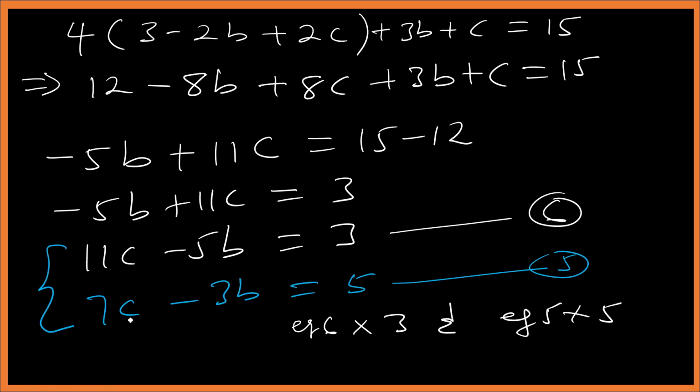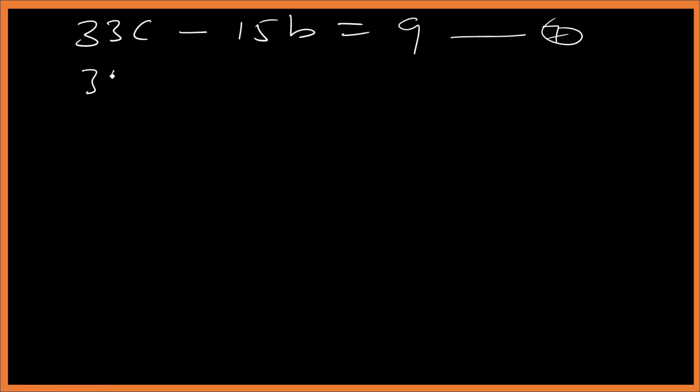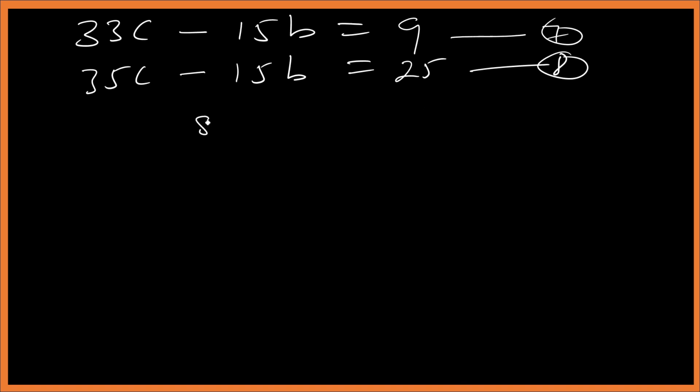And 5 times 7 is 35, then 15, and then 5 times 5 is 25. That will be the eighth equation. So what we are going to do here is to subtract: equation 8 minus 7. So that will be 35c minus 33c.